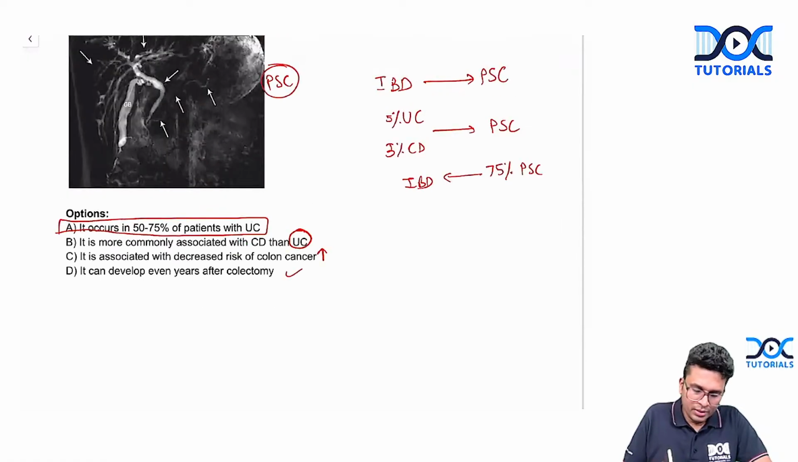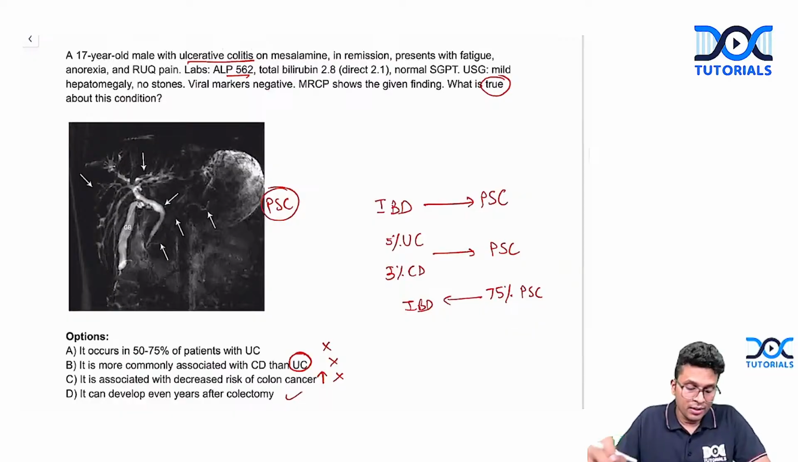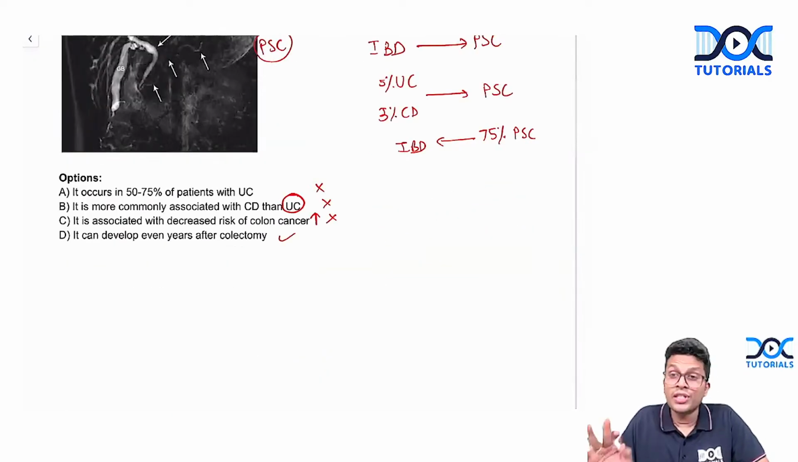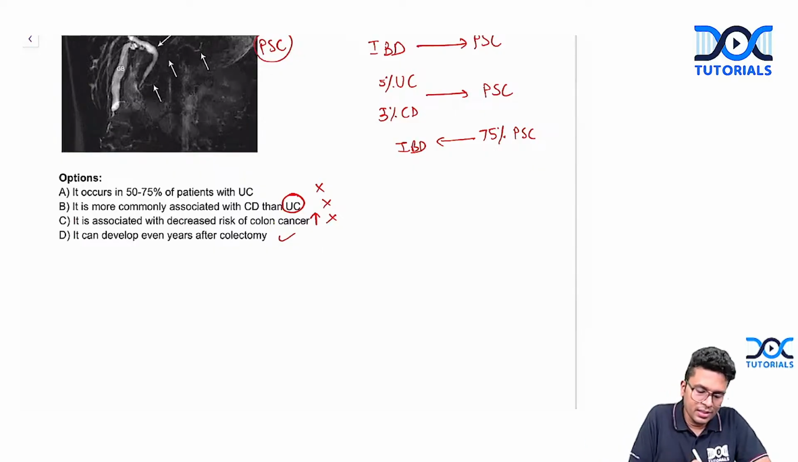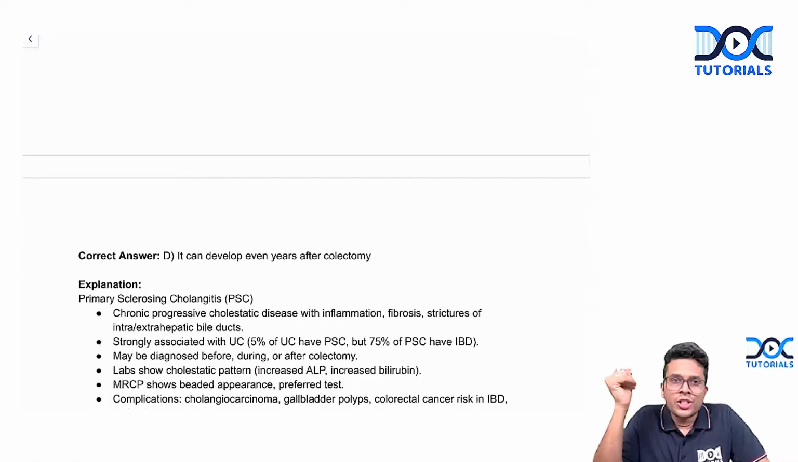So here the correct answer is that it can develop even after colectomy. Sorry, the question is which is true, so the first three statements are false. It occurs in 50 to 75% of patients with UC is wrong. It's actually the other way around: in UC or IBD, a very small single-digit percentage have PSC, whereas if a patient has PSC, the chance of having IBD is higher, almost 50 to 75%. So the best answer is that it occurs even after removing the colon. This is the explanation.